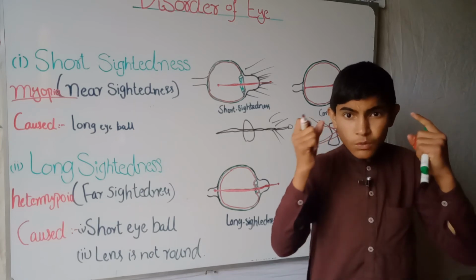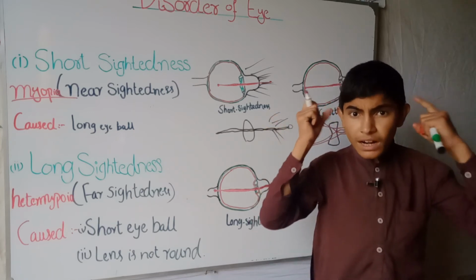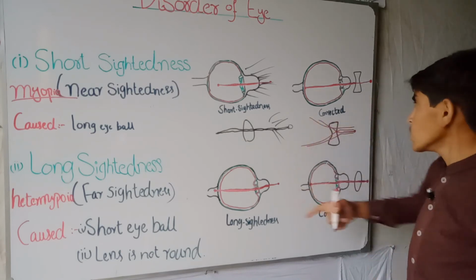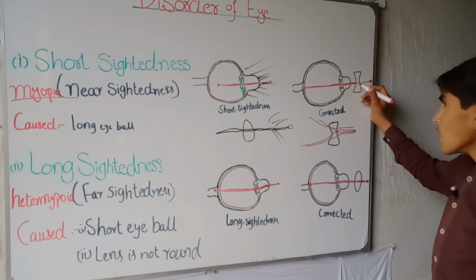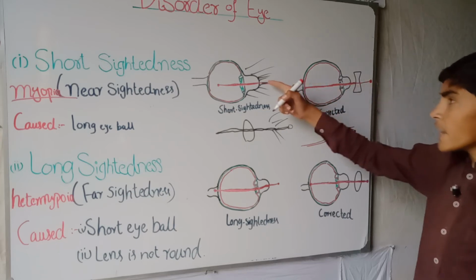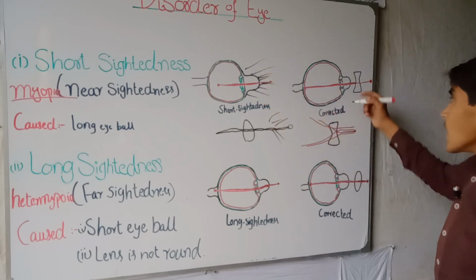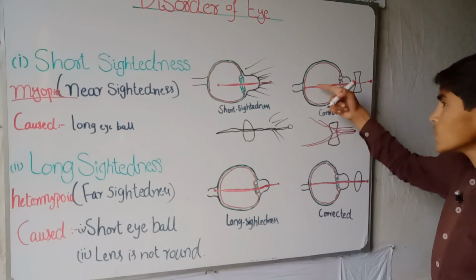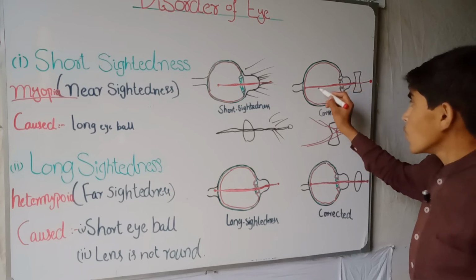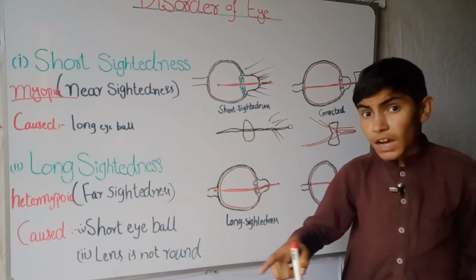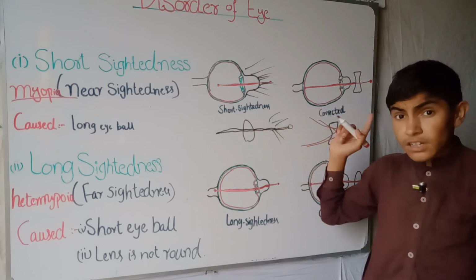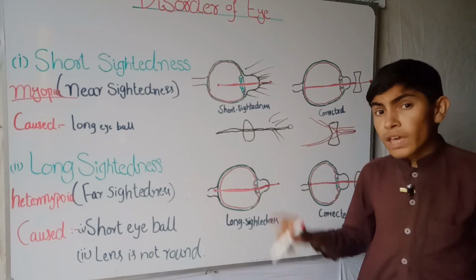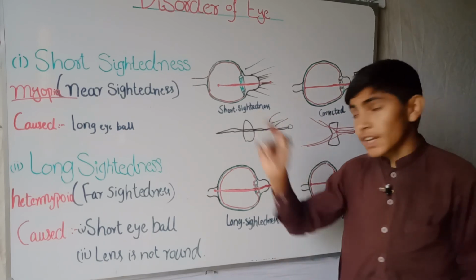So we put a concave lens in front of our eyes. This concave lens helps us to firstly diverge the light rays coming from the object and give a response to the long eyeball, and then the convex lens will converge the light rays, so the light rays will be directly focused on the retina. So in short-sightedness, there is a need of divergence, the spreading of light rays, firstly and then convergence, so the image will be focused on the retina.